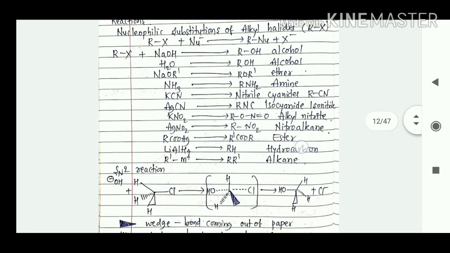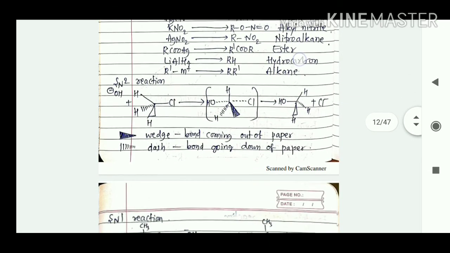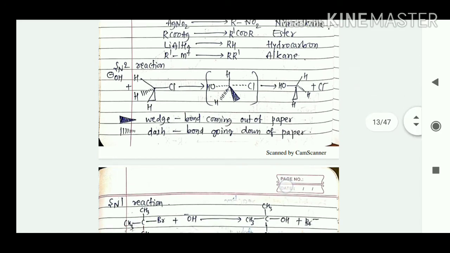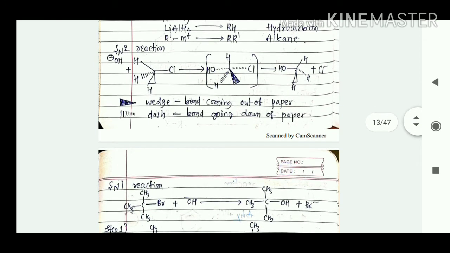Then we have the SN2 reaction. Actually, two types of reactions are there; this nucleophilic substitution reaction will undergo two different mechanisms. One is the SN1 reaction and the second one is the SN2 reaction. In the case of the SN2 reaction, this is a single step. The nucleophile will attack the haloalkane, here we are going to get a transition state, and after that we are going to get the product.